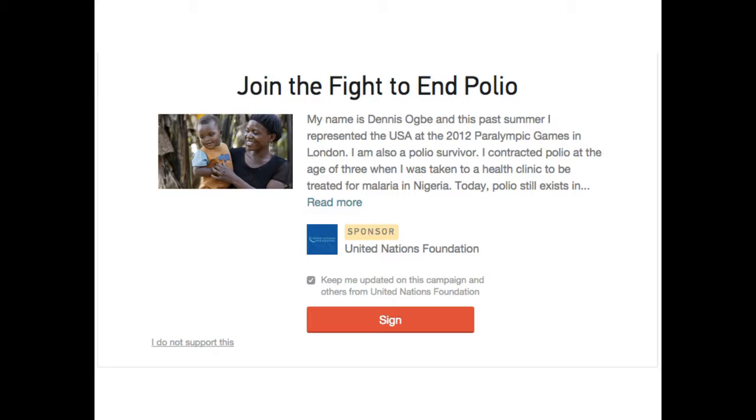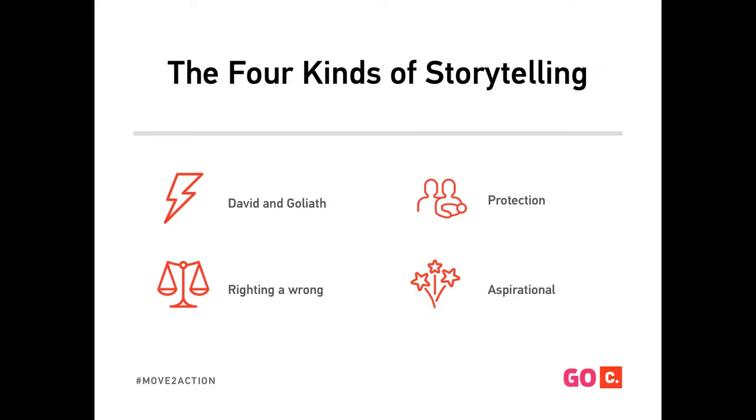At Change, we have a couple different ways that we categorize storytelling. These might ring a bell, they might be familiar, and they might also start the juices flowing when you're thinking about what kind of stories your organization has to tell. The 4 kinds of storytelling that we talk about are David and Goliath is the first one. And that's pretty self-explanatory, I think.